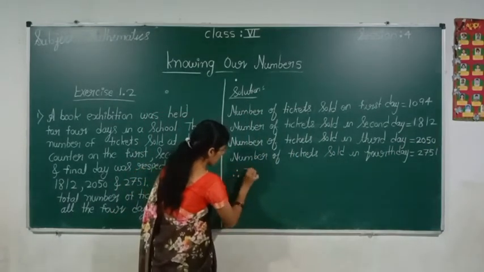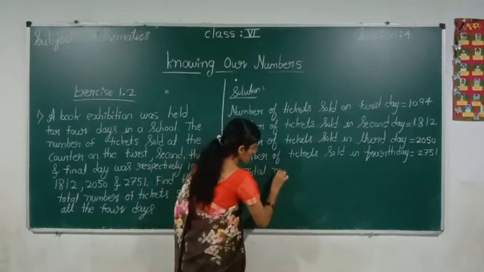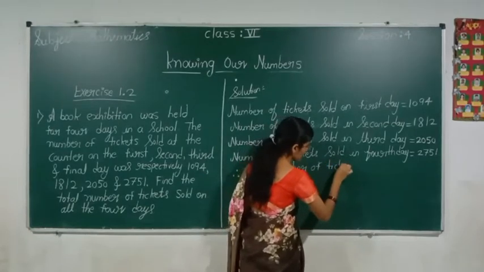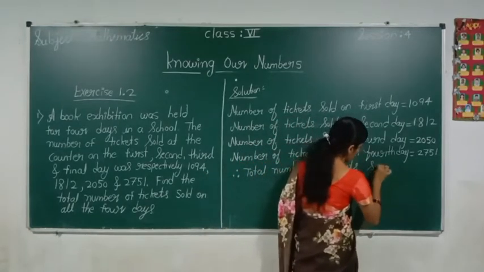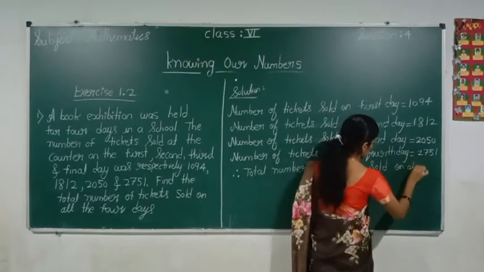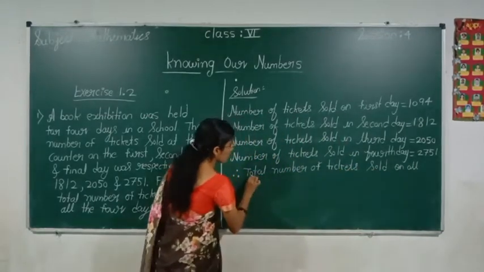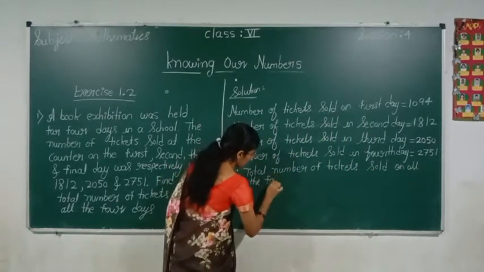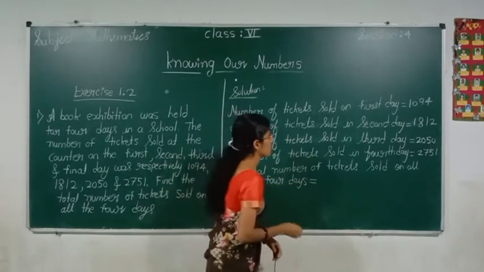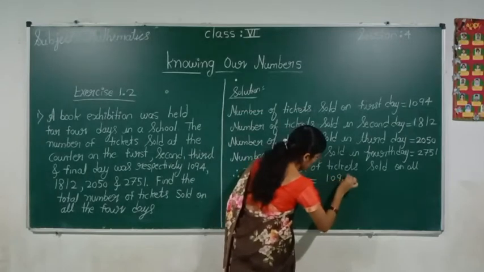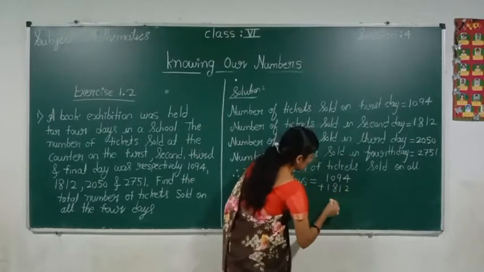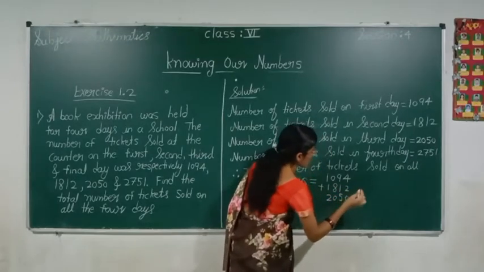Therefore, the total number of tickets sold on all the 4 days is equal to, do the addition: 1094 plus 1812, 2050, 2751.